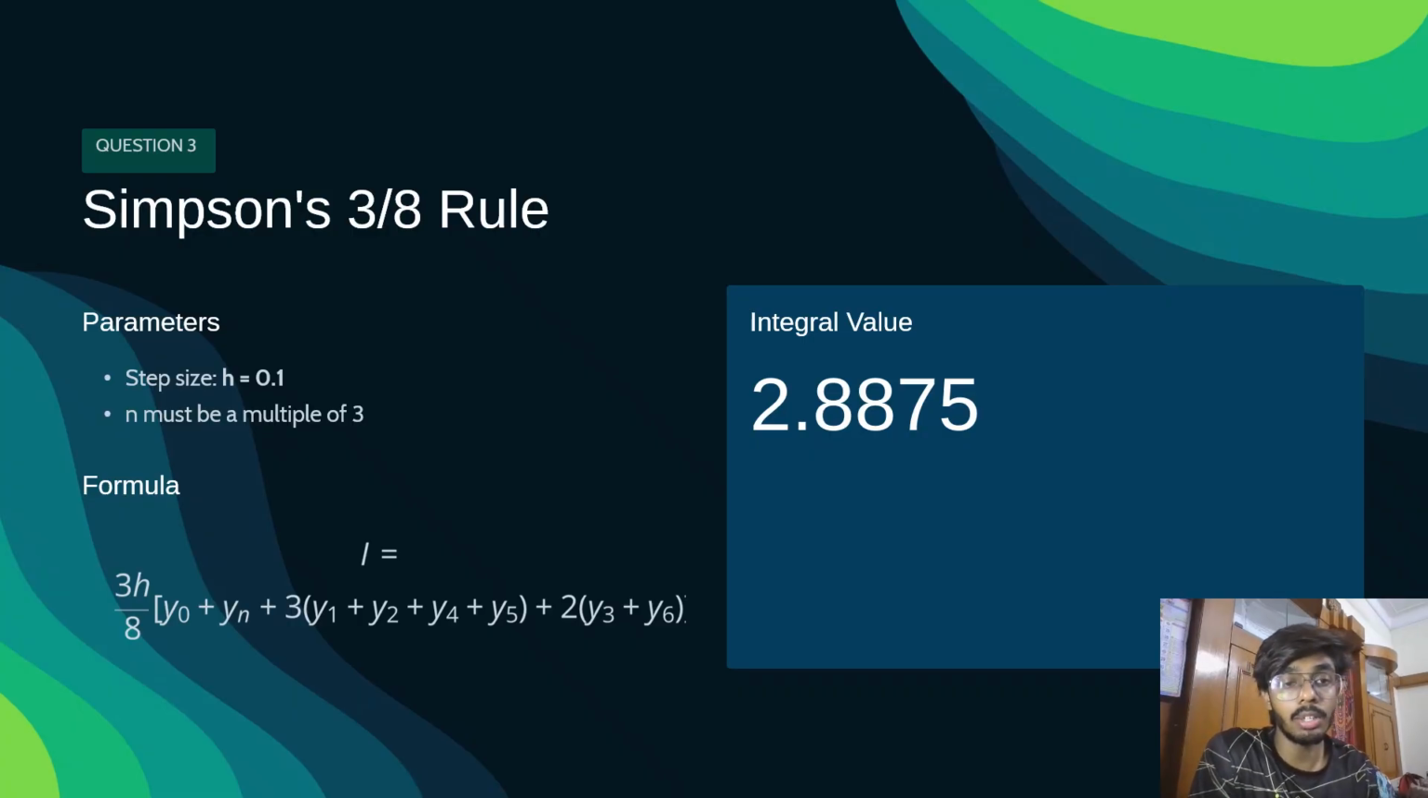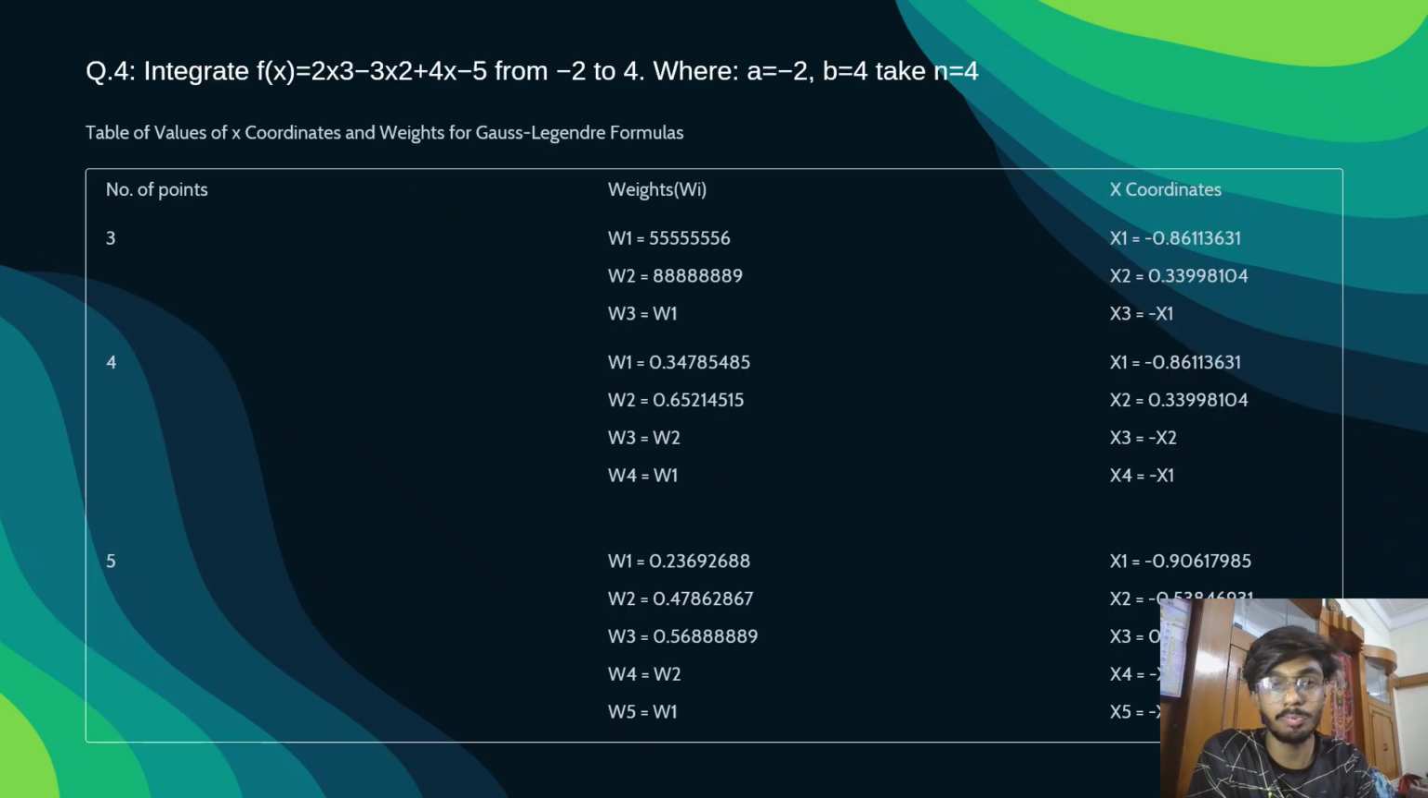So by this we evaluate the formula 3h by 8, y0 plus yn, lower plus higher, plus 3 times y1 plus y2 plus y4 plus y6, excluding the 3's multiple, plus 2 into 3's multiple, which is y3 and y6. By this we evaluate the value is 2.8875, which is the result for Simpson's 3 by 8 rule.